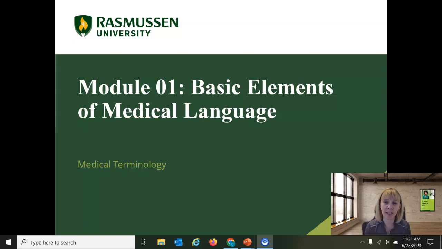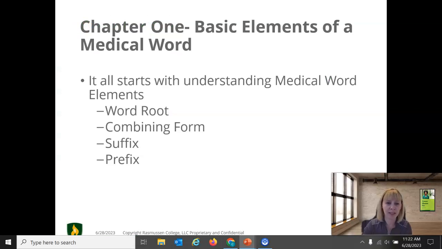So this course is meant to give you the basic foundations of medical terminology, but it will require you to do some outside work, specifically when it comes to your memorization of these terms. What I like to do in my weekly course announcements is go over the readings and the important pieces within that reading. So for Module 1, we're looking at the basic elements of the medical language. For that, it's all going to start with Chapter 1.